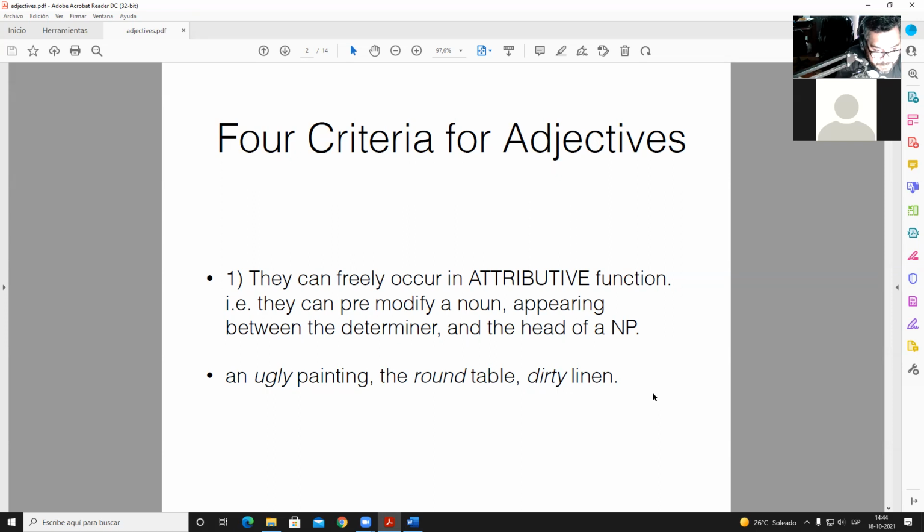Therefore, in all the 3 different examples, we're seeing attributive adjectives: an ugly painting, the round table, and dirty linen. That's on the one hand. On the other hand, we can have more than one attributive adjective in every single noun phrase, right? Let's remember that adjectives can be 8, and there's a formula for that. We discussed this during our previous lesson. You can have 8 different adjectives, and all of them working as a premodifier in front of a noun head.